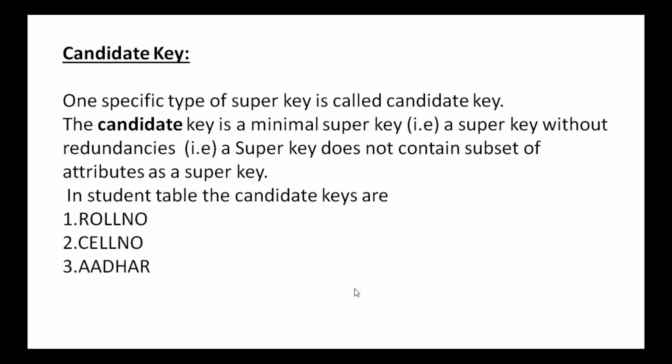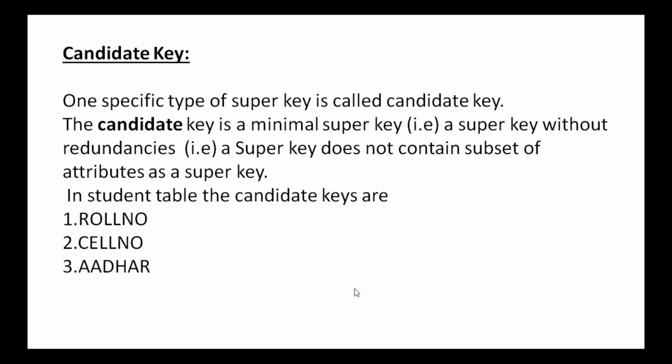What does it mean? If you take the super key, a subset part of the super key does not identify each and every row uniquely. That means a part of the super key cannot be a super key. That is nothing but a minimal super key, the super key without redundancies.